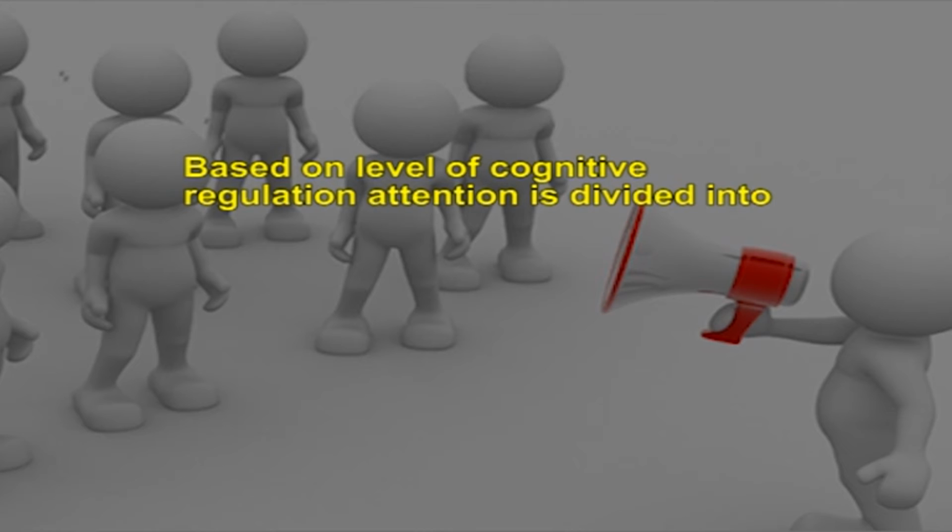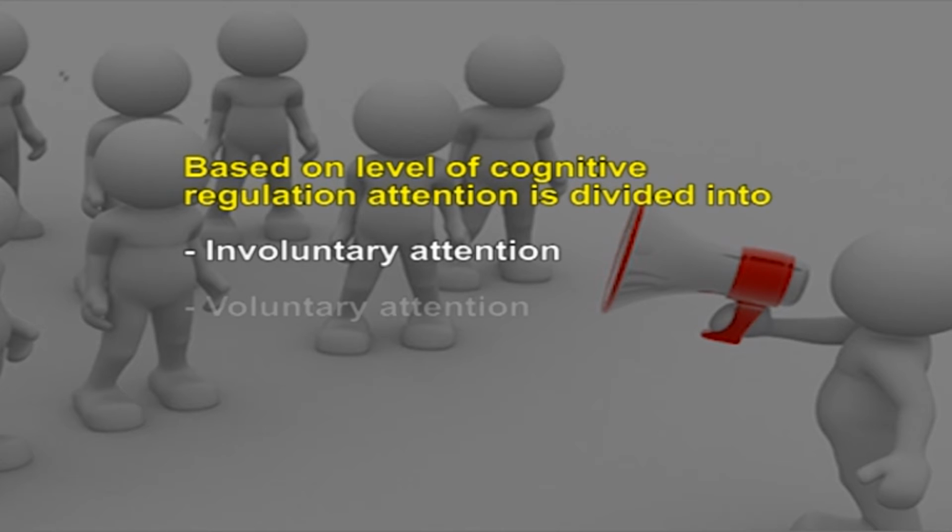Based on the level of cognitive regulation, attention is divided into three types: involuntary attention, voluntary attention, and habitual attention.